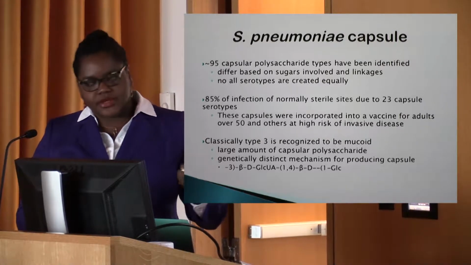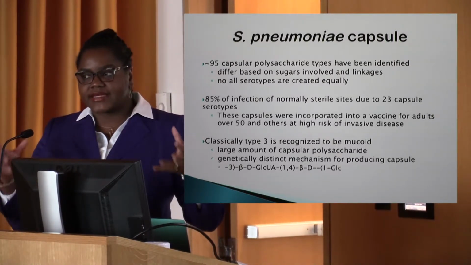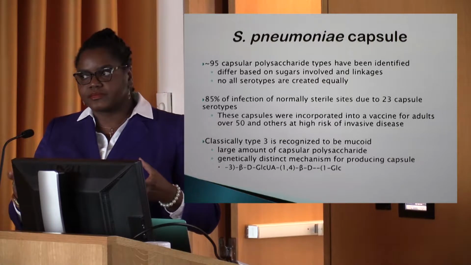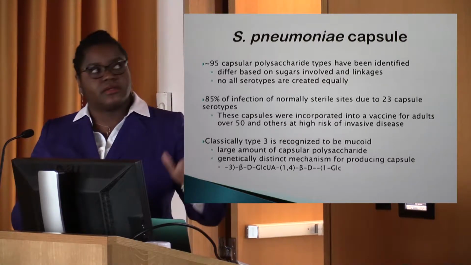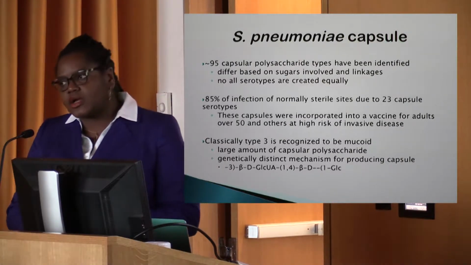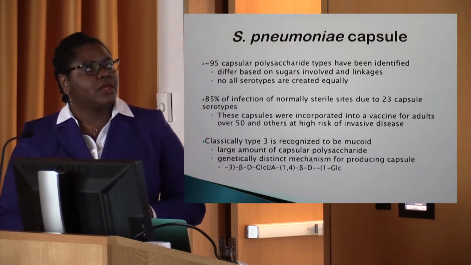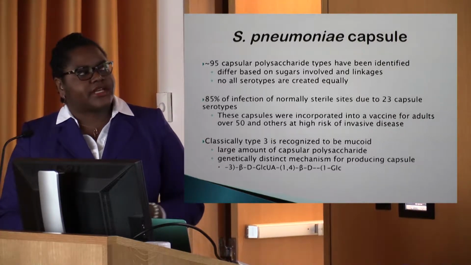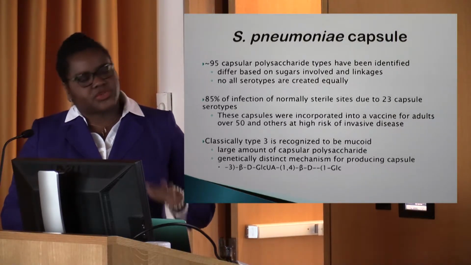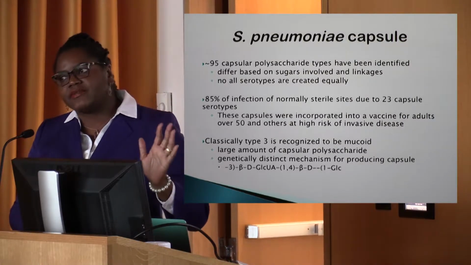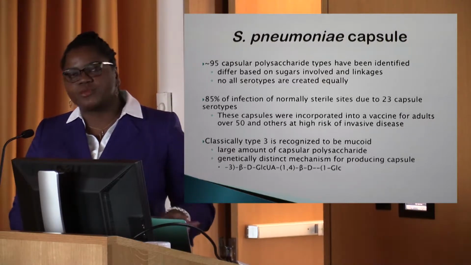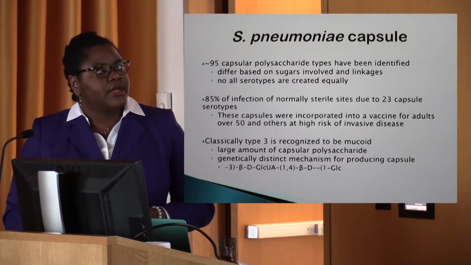Not all the serotypes are going to behave equally. You know, everyone has that one kid that won't do right. Think about it like that. So they're not all equal. They don't all cause disease equally. They don't work the same way in animal models. 85% of the infection is normally due to about 23 to 30 serotypes. They're 95, but most of the infection is due to a small number of those.